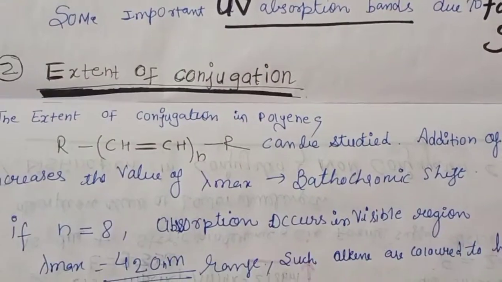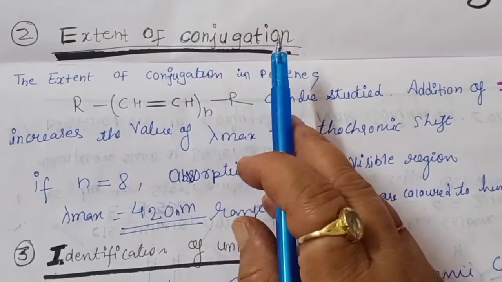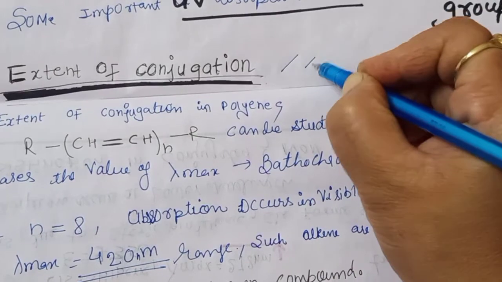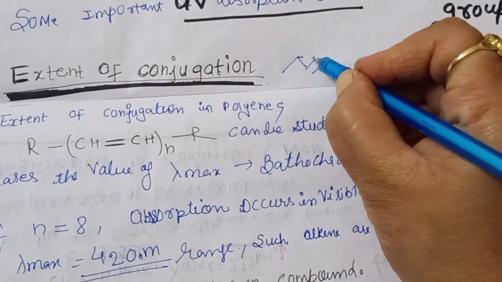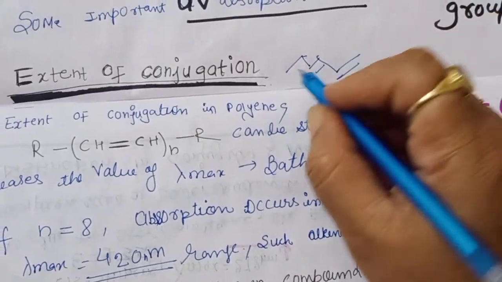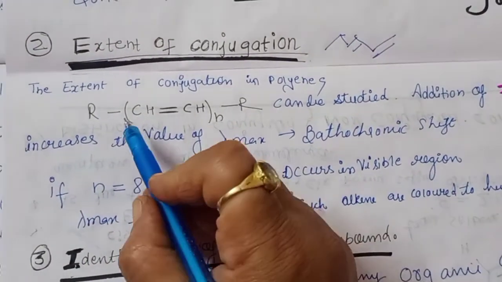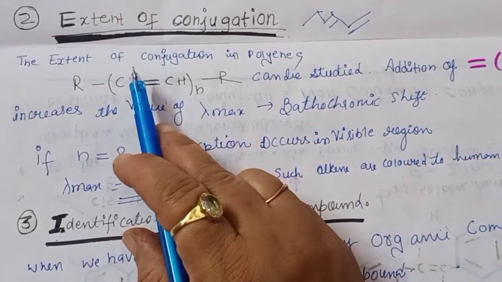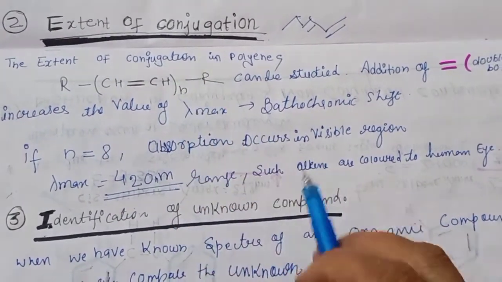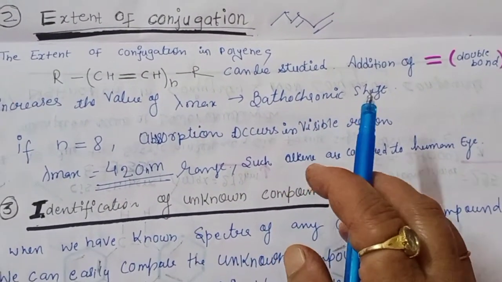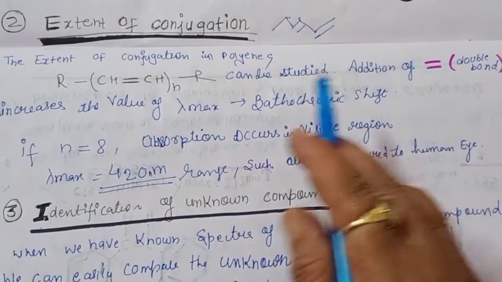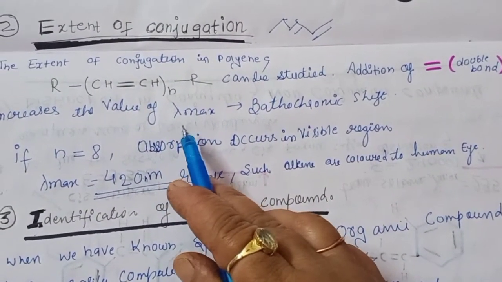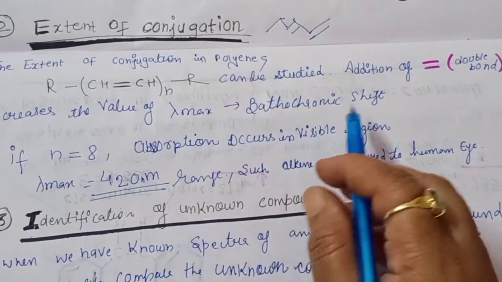The second application is the extent of conjugation. I hope you already know what conjugation is: single bond, double bond in an alternate manner. It is easy to understand with the 1,3-butadiene structure. If the molecule has n number of conjugations, it can easily be detected by the ultraviolet spectrophotometer. Whenever a double bond is added, means if the conjugation increases, the value of lambda max also increases. That is our bathochromic shift.